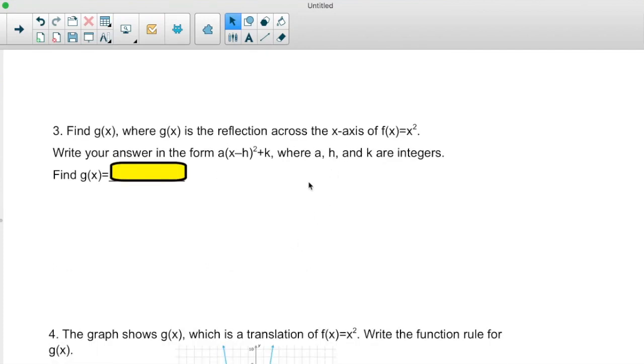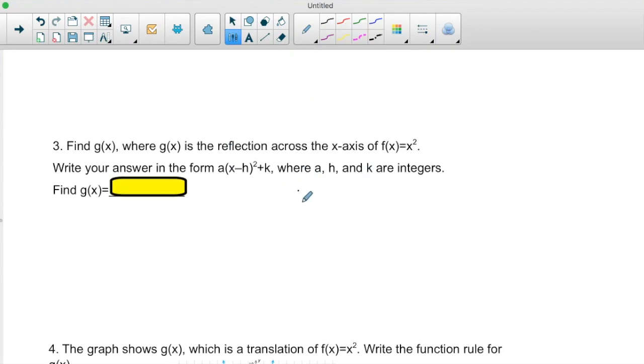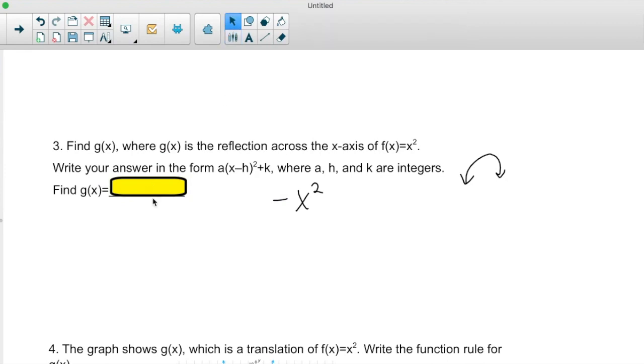if it's a reflection on the x-axis, then we're going to keep x squared. It doesn't move to the left, it doesn't move to the right, it doesn't move up or down, so we're going to keep it like this. But because it's a reflection, that means it's going to look downwards, which means you have a negative in front of x squared. So our final answer, the equation should be negative x squared.